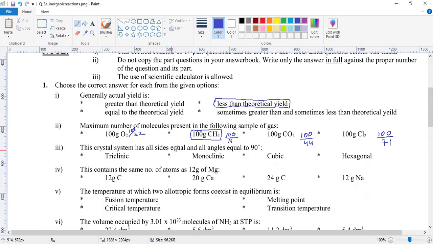Now this crystal system has all the sides equal and all the angles equal to 90 degrees. So this is the cubic system, where all the angles and all the sides are equal.